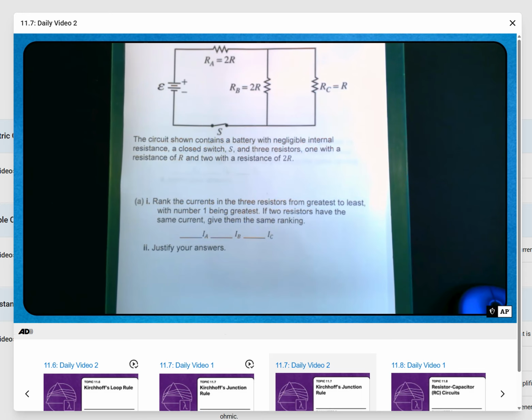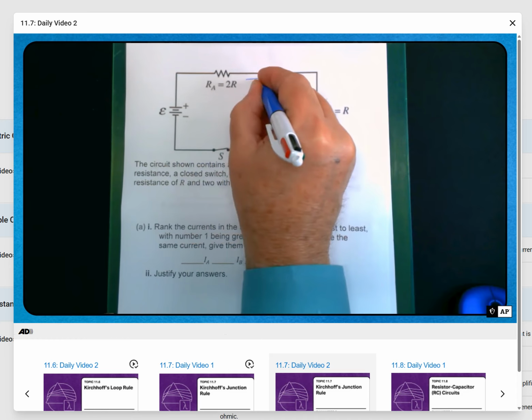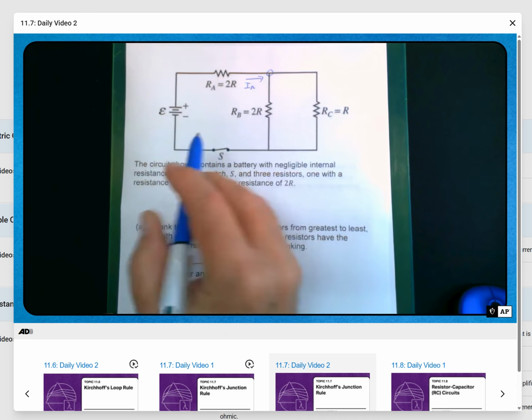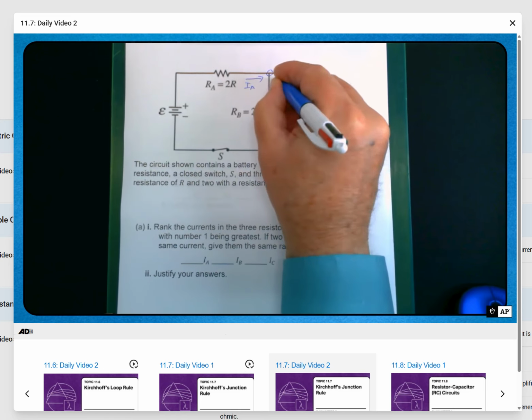So according to Kirchhoff's junction rule, we are going to look at this intersection right here. We have current going into the intersection. We're going to call that IA. It's coming out of the battery going through resistor A and into that intersection. And then we have current coming out. We'll call that current B, and current coming out this way, we'll call that current C.